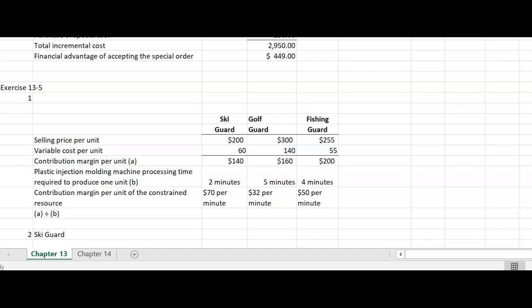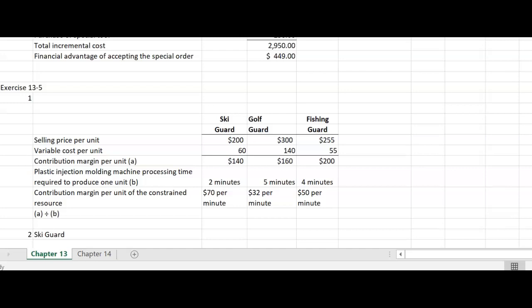Outdoor Luggage makes high-end, hard-sided luggage for sports equipment. Data concerning 3 of the company's most popular models are below: the Ski Guard, the Golf Guard, and the Fishing Guard. If we assume that the total time on the plastic injection molding machine is the constraint in the production process, how much contribution margin per minute of the constrained resource is earned by each product?